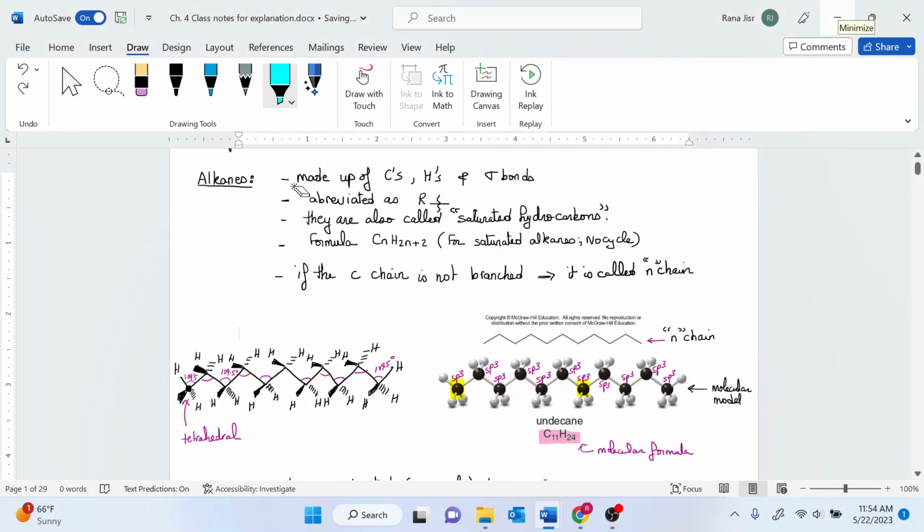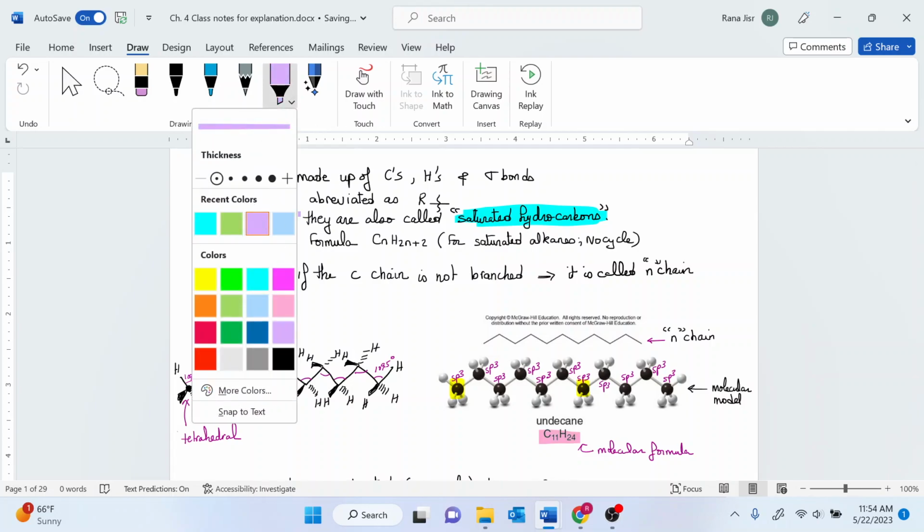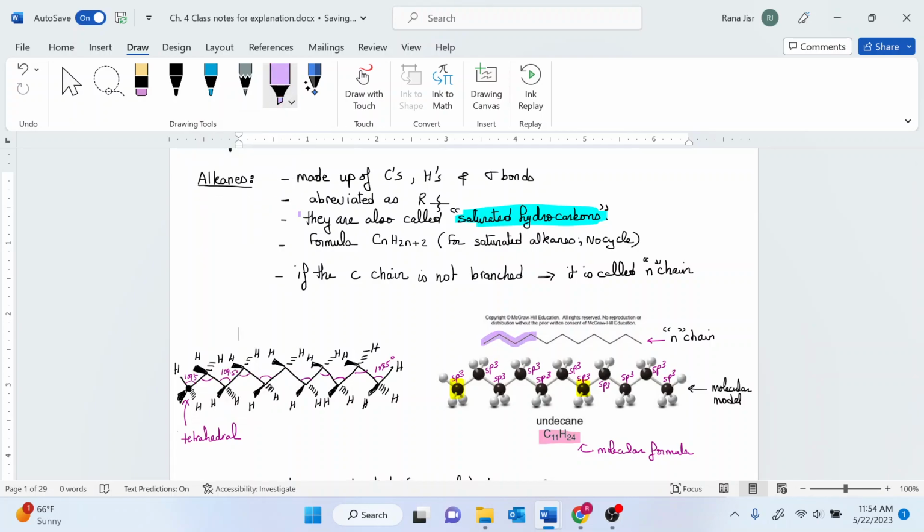Alkanes are saturated hydrocarbons. They are called hydrocarbons because they are made up of carbons and hydrogens. The bonds between them are only sigma bonds. Whenever you want to represent an alkane, you represent it as a long carbon chain. Now, the length of the chain depends on the alkane itself.